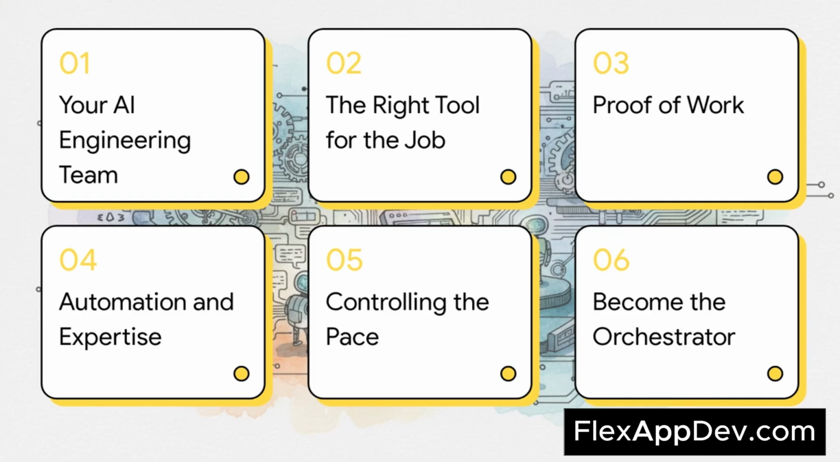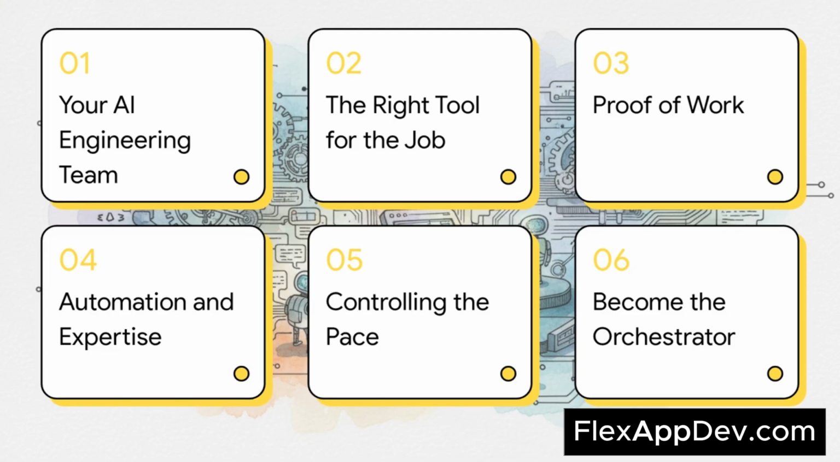So in this explainer, we're going to walk through the 6 core features that will take you from a novice user to a pro orchestrator. We'll cover building your AI engineering team, picking the right tool for the job, using proof of work, mastering automation, controlling the pace, and finally, really stepping into your role as the orchestrator.